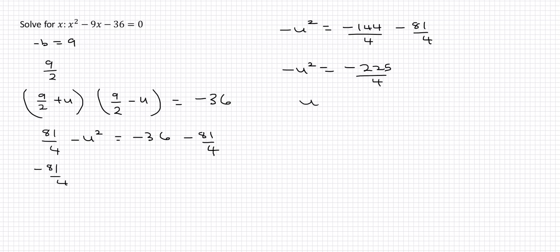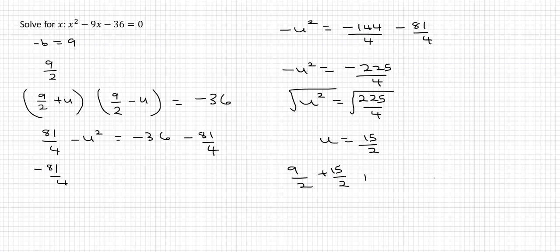And so u squared is going to give us 225 over 4. Now we want to find the square root of both of them to get the value of u. So u is equal to 15 over 2. So now let's plug that back in. So we have 9 over 2 plus 15 over 2 as one of the values.